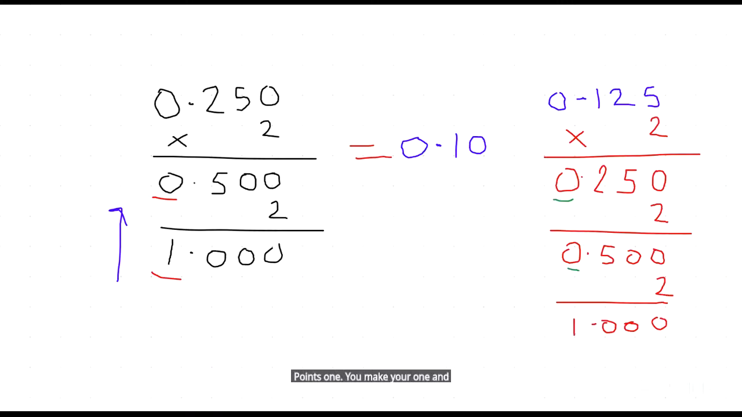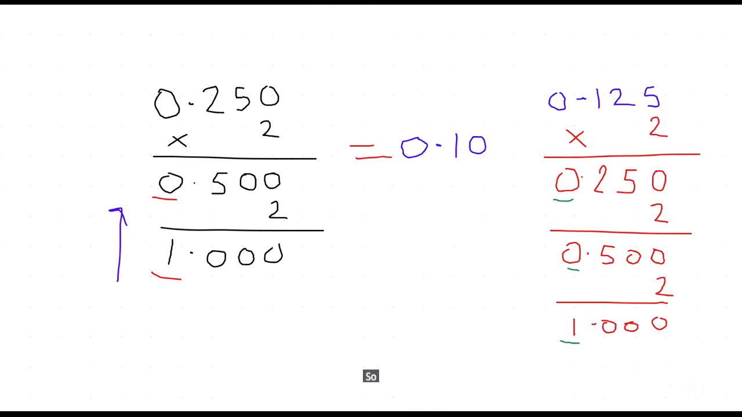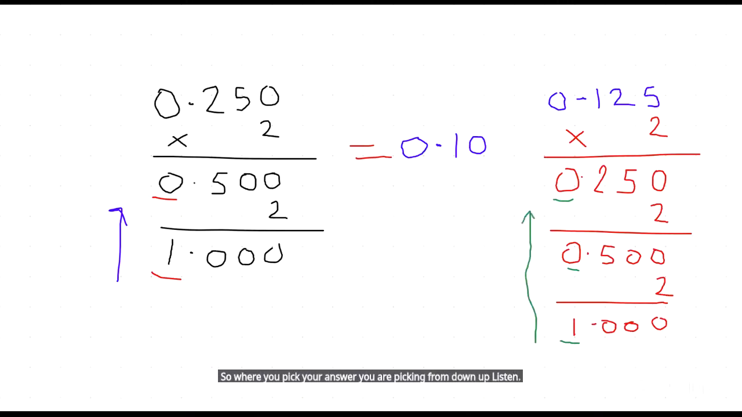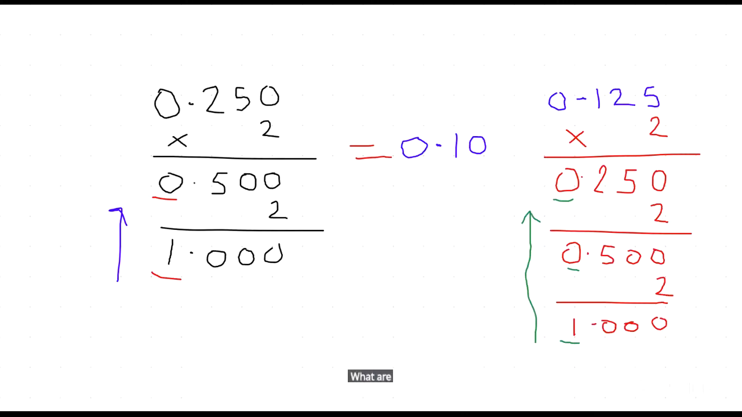So those that didn't understand, why did we stop? We stopped because the fraction side is all 0. That's the rule. You stop when the fraction side is all 0. So when you pick your answer, you are picking from down up. Listen. However, that's where you did not hear or you did not understand. What are we doing? We are converting a fraction. This number is a fraction. 0.125 is a fraction.